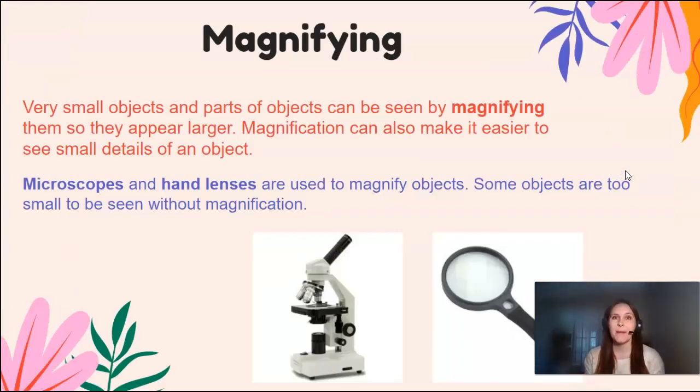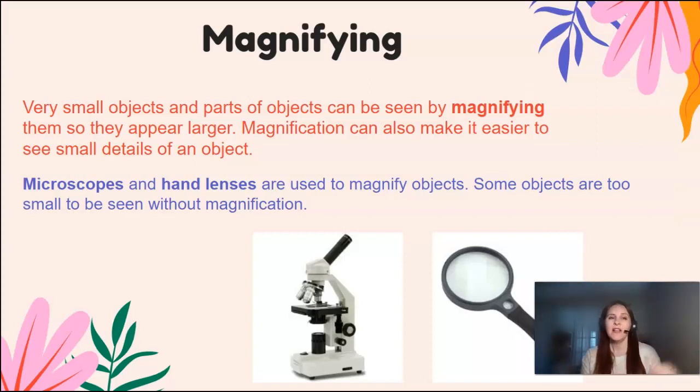The first thing is magnifying. So you guys know this means taking something small and making it larger, right? Very small objects or parts of objects can be seen by magnifying, okay? It makes them appear larger. Magnification can also make it easier to see the very, very small, teeny tiny details that are on different types of objects.